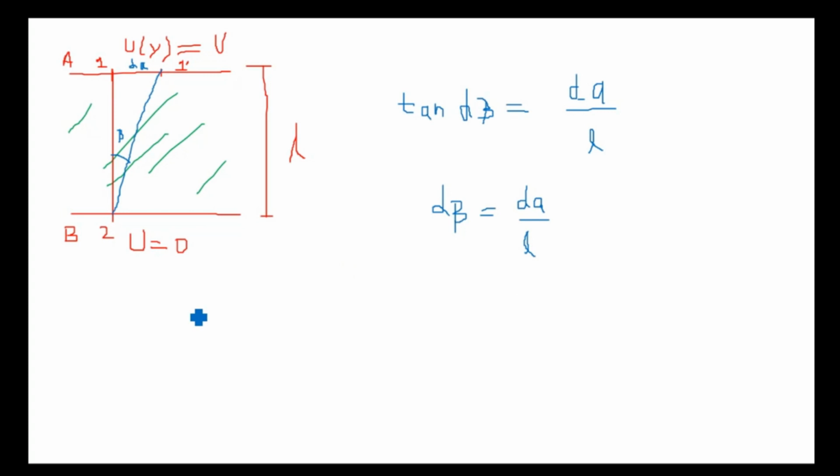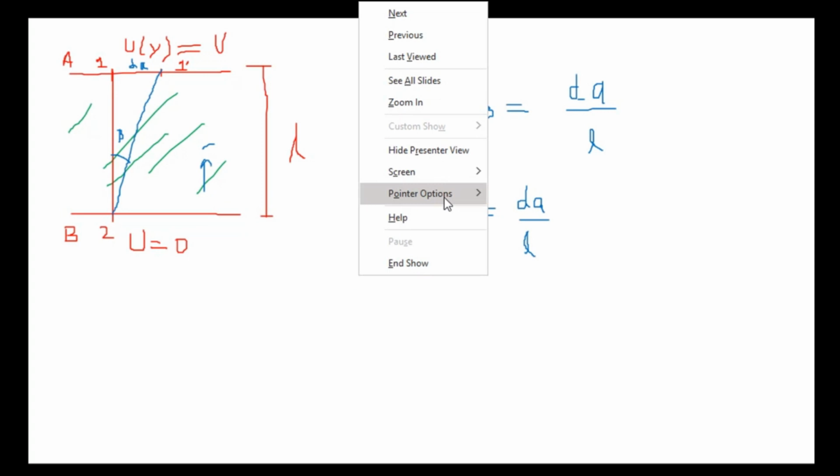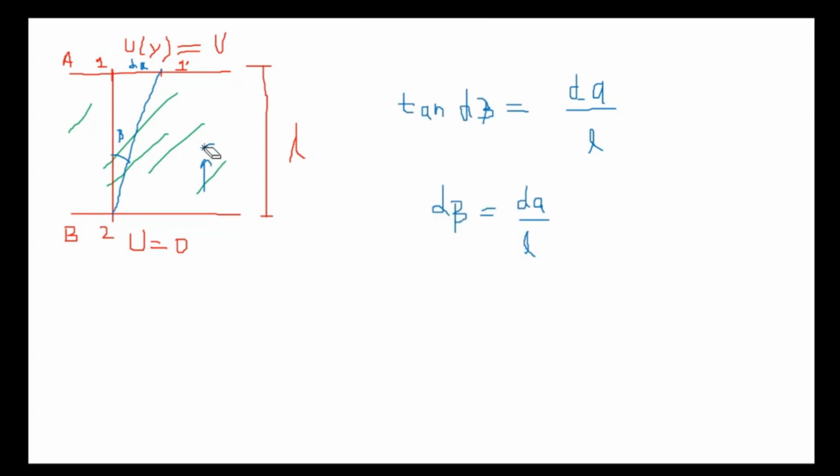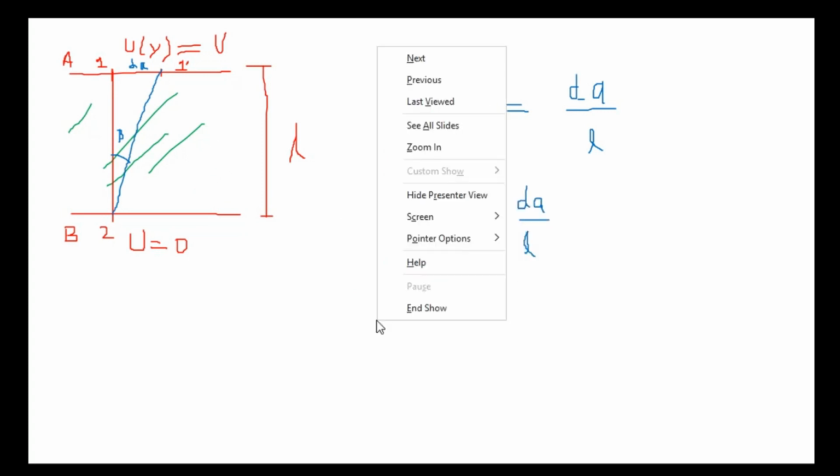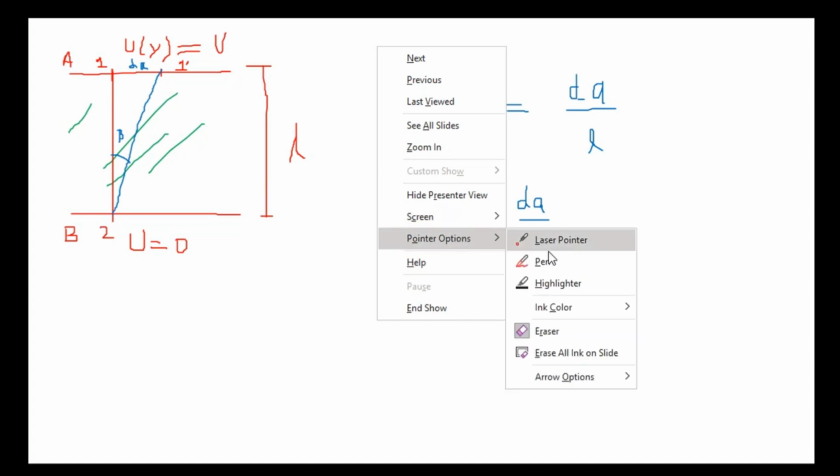नाउ कम्स द वेलोसिटी पार्ट. पॉइंट 2 पे अगर मैं कोऑर्डिनेट्स लिखूं, ये मेरा y एक्सिस है. सॉरी फॉर द बैड राइटिंग जी. मैं यहाँ पे एक्सिस सिस्टम ड्रॉ करके दे देता हूँ ताकि समझने में आसानी हो.